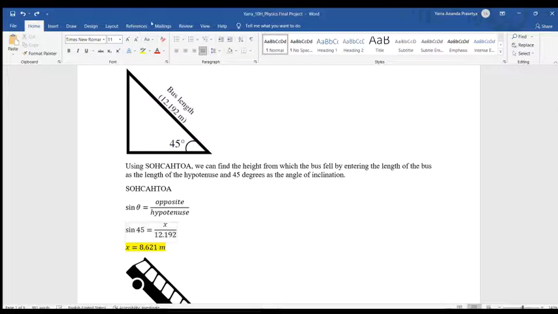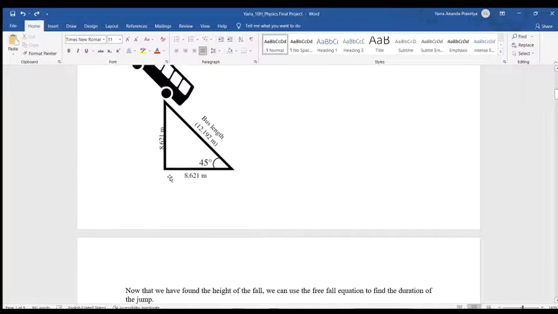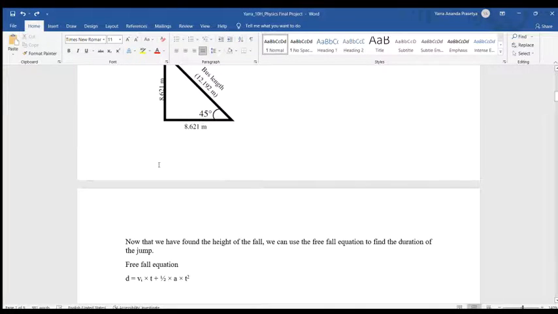The total of the angles in a triangle is 180 degrees. So we already know two out of three of the angles in the triangle: 90 degrees here and 45 degrees here. And because the total is 180 degrees, we know that the angle here is also 45 degrees. So both sides, the opposite and this side, are about 8.61 meters. So we found the height of the fall.